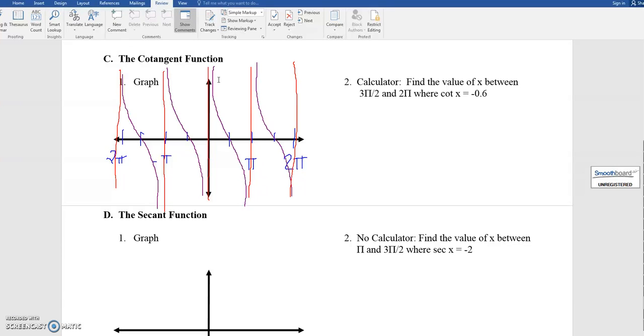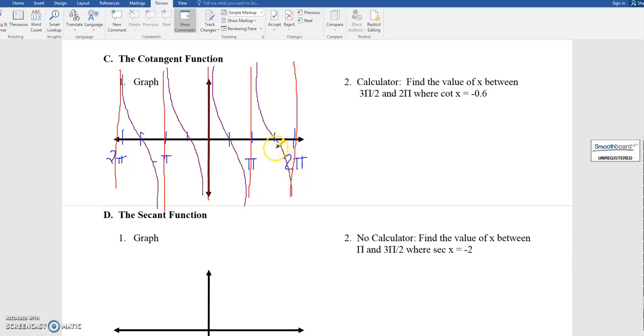But we connect in purple the way things should work with those x-intercepts and those vertical asymptotes. A typical question that, again, we could ask for any of these four graphs that we're looking at in this section is just to figure out where these functions actually equal a certain value. In this case, we need to use our calculator. So I want you to imagine maybe what this should look like first. We know we're going to look at between 3 pi over 2 and 2 pi. So in this section right here, I want to know, where does cotangent equal negative 0.6?